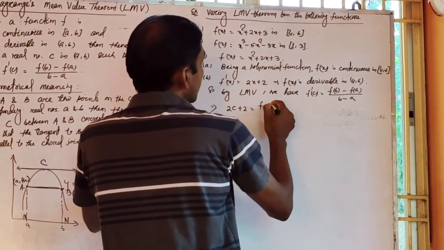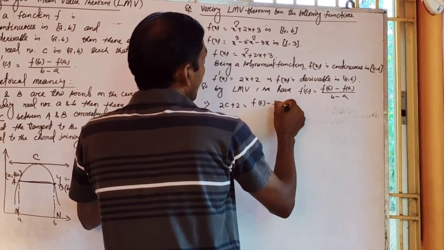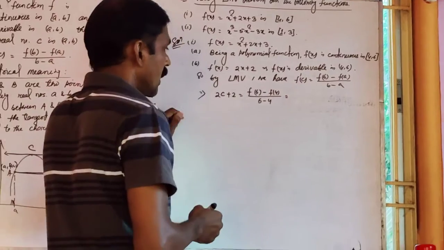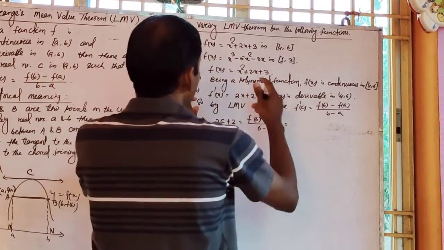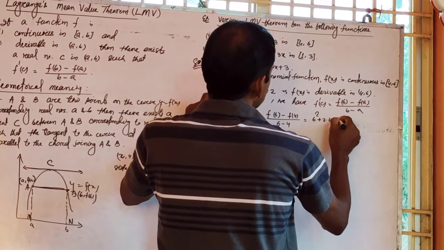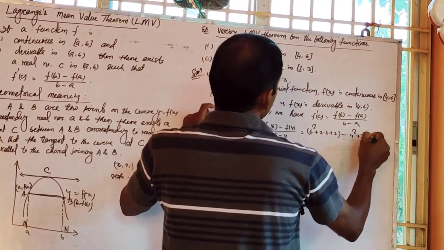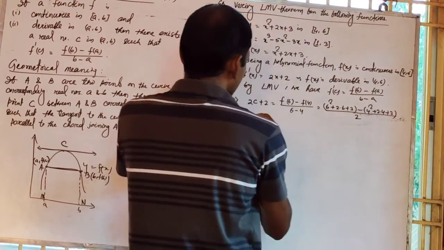What is b? It is 6. A is 4, so f of 4 by 6 minus 4. Now f of x is this, so f of 6 will be 6 square plus 2 into 6 plus 3 minus 4 square plus 2 into 4 plus 3, divided by 2.